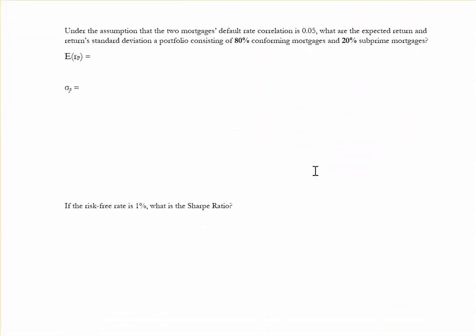Alright, now given these numbers, we're going to calculate the expected return of a portfolio with 80% conforming mortgages and 20% subprime mortgages. So the expected return of the portfolio is 0.8 times 3.1% plus 0.2 times 5.8%, giving us an expected return of 3.64%.